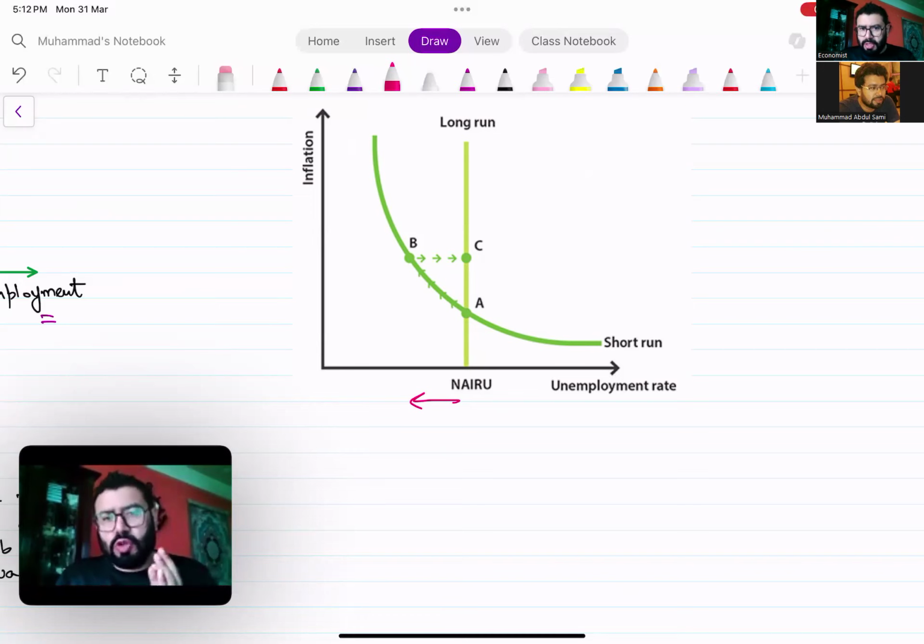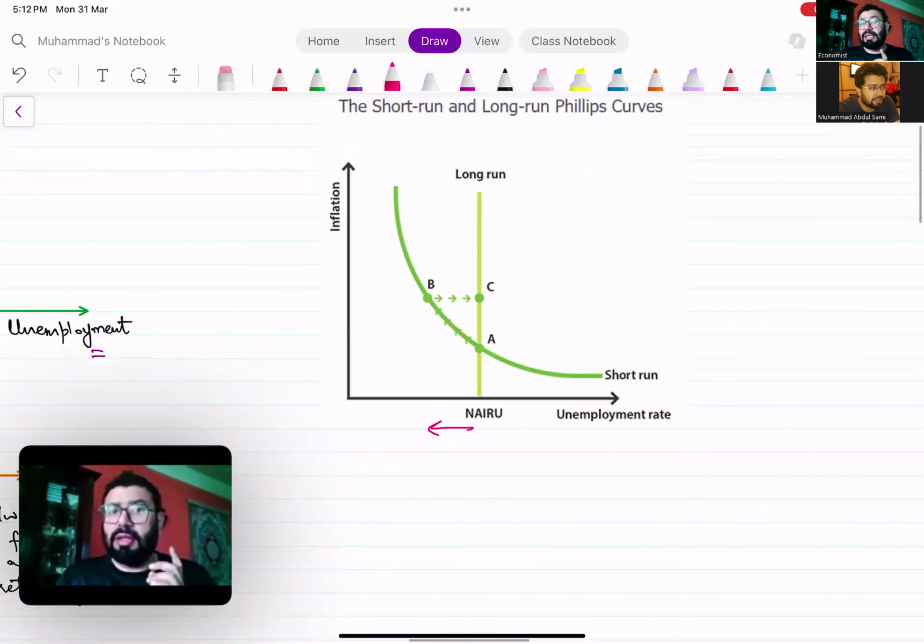So the trade-off between unemployment and inflation is summarized by the short-term Phillips curve. Say the economy is at point A. The unemployment rate is equal to NAIRU, and inflation is low and stable. The central bank could use monetary policy to stimulate the economy and reduce the unemployment rate below the NAIRU.